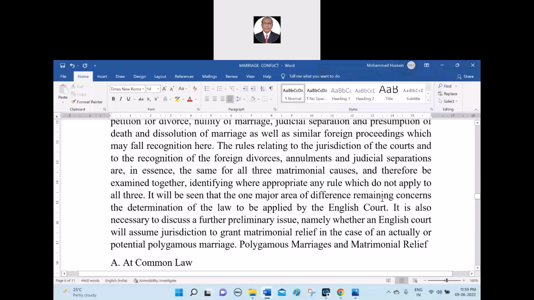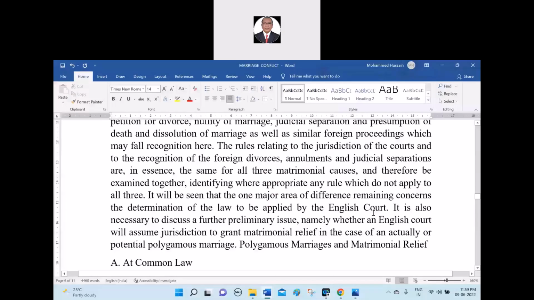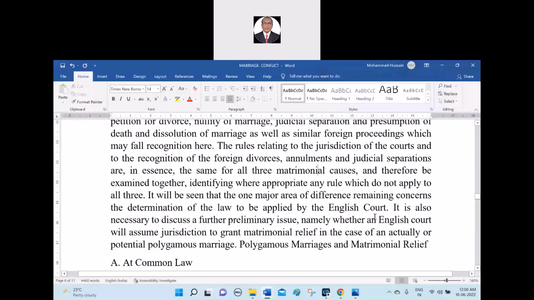the law to be applied in English courts. It is also necessary to discuss further preliminary issues, namely whether an English court will assume jurisdiction to grant matrimonial relief in the case of actually or potentially polygamous marriages. Of course, polygamous marriages are now prohibited over there, and hence there is no chance of polygamous marriages. Only monogamous marriages are there now. So marriages and matrimonial relief come in that fashion.